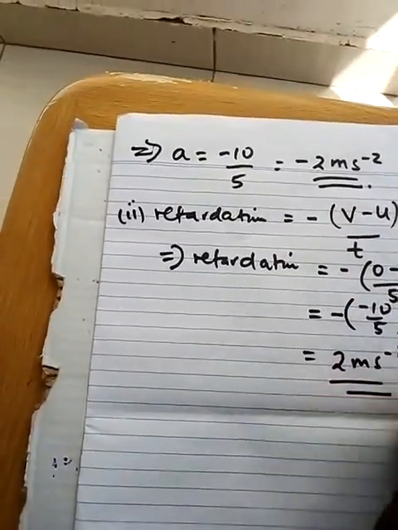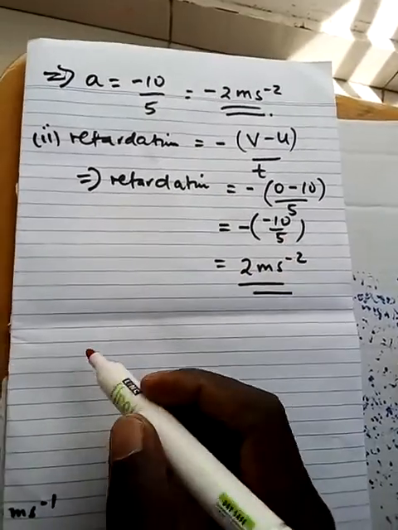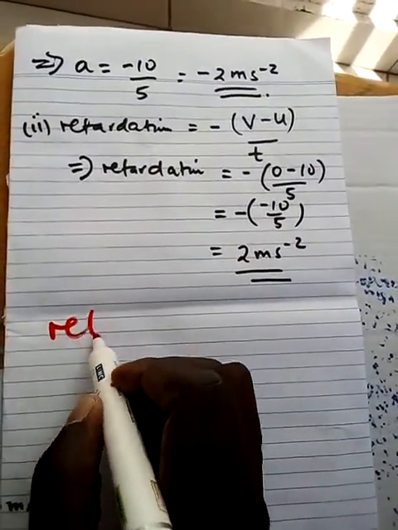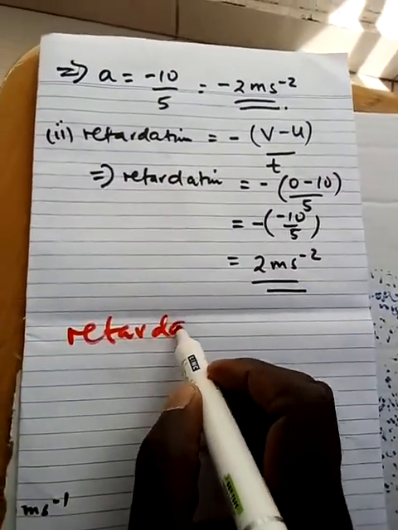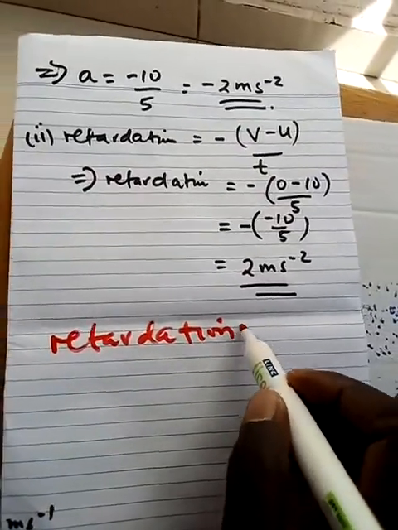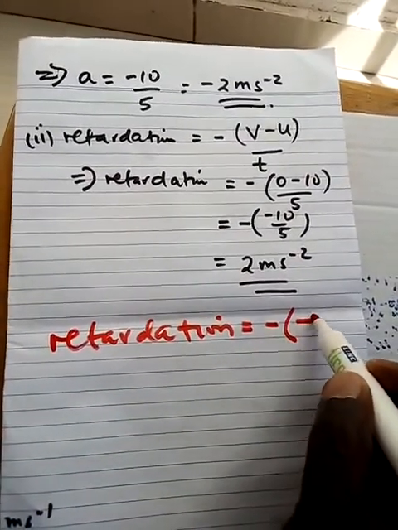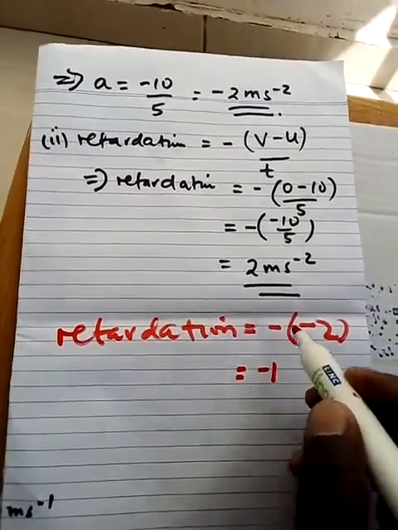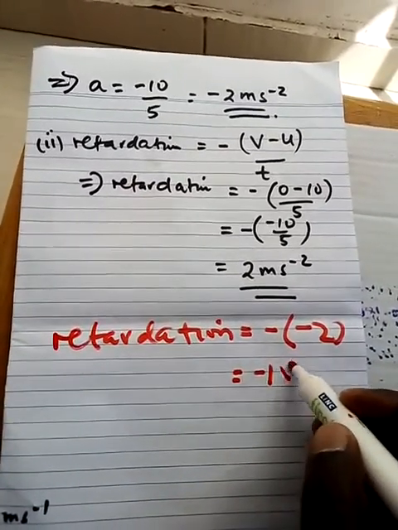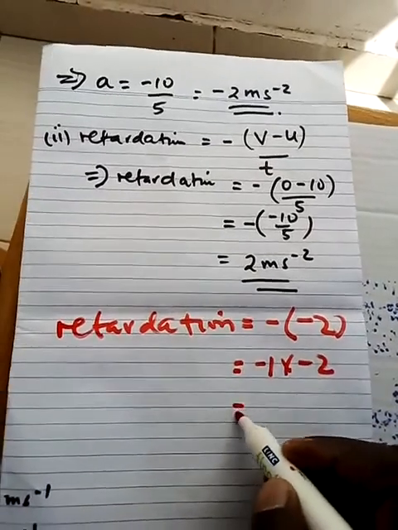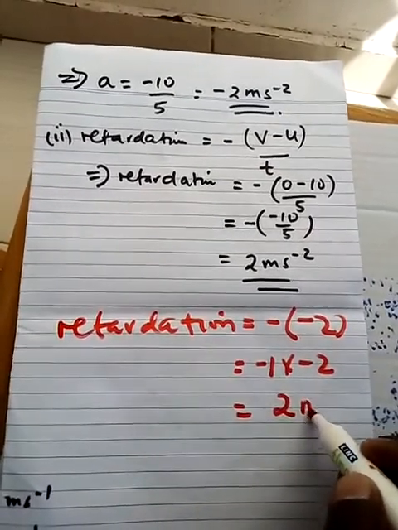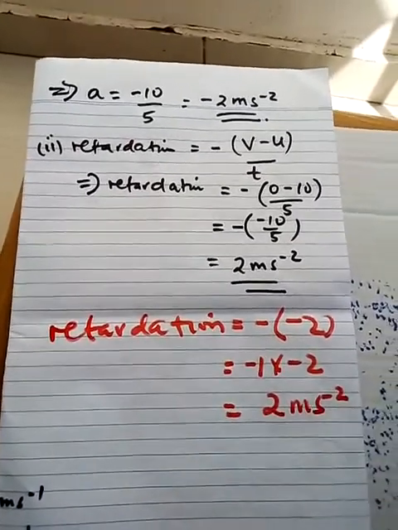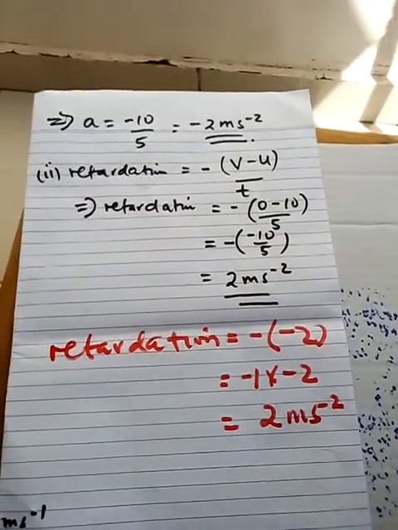Some of us may not easily see that, but you look at this. If we say our retardation is equal to minus into minus 2, it means you have minus 1 outside, which is hidden, times minus 2, and that exactly gives you positive 2 meters per second squared. So that's how we determine our retardation.